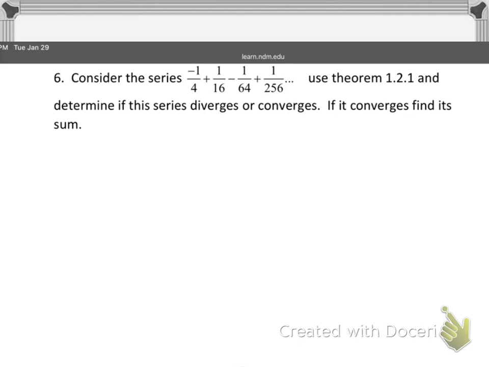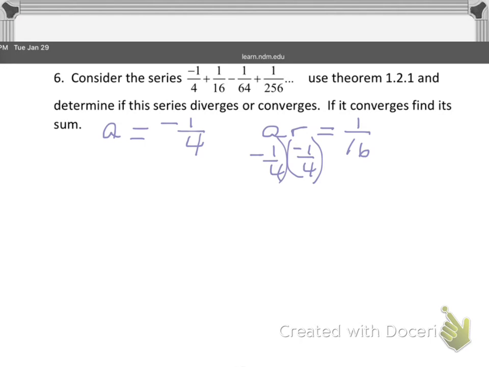Okay, in this last example, I have a series that alternates between positives and negatives. So I know that my a in this situation is going to be negative 1/4. So what do you think your r is going to be? If ar has to equal 1 over 16 and a is negative 1/4, it looks to me like my r is also going to be negative 1/4, and I would test that further to make sure that it works every single time. So a is negative 1/4, and r is also negative 1/4.